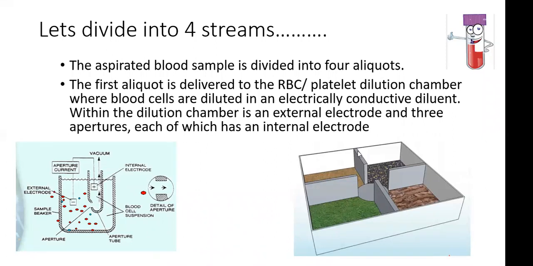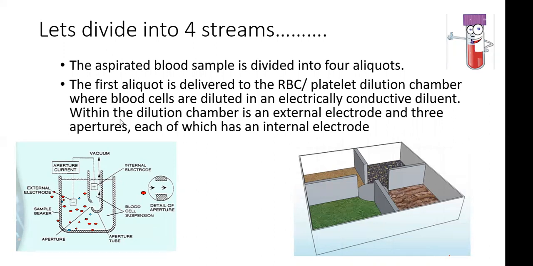Now, what happens to the first aliquot? The first aliquot is delivered to a chamber which is mainly for RBC and platelet dilution. So we can say the first chamber where the blood enters, in that chamber the RBC and platelets can be counted and additional data could be taken. Now, what happens inside this first chamber? The blood is first diluted with the help of diluent. You can appreciate those big boxes of diluents lying close to your analyzer. Those are the diluents used, and they first dilute this amount of blood.